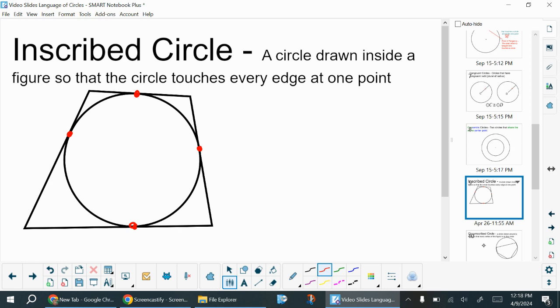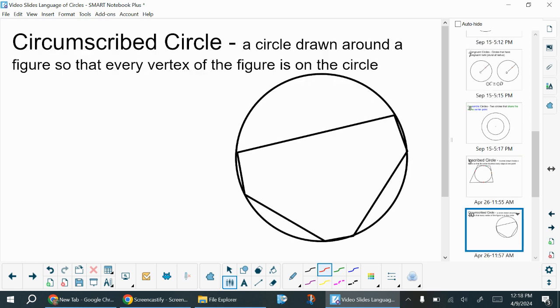The opposite of that is a circumscribed circle. Circumscribed means it's drawn around. In order to be drawn around a figure, it has to touch all the points, all the vertices of that figure. If it skips a vertex, then it's not circumscribed anymore. So there are some properties with circumscribed circles.